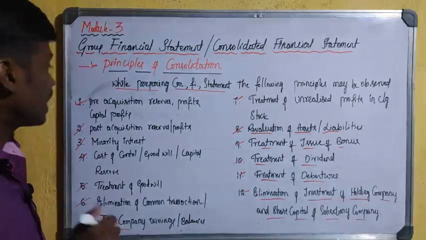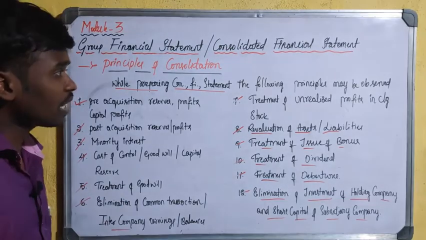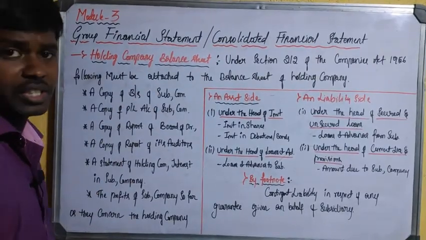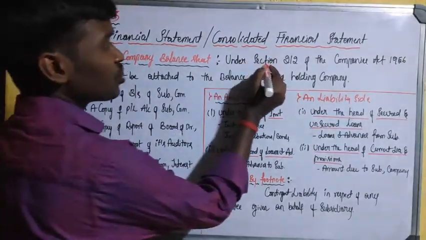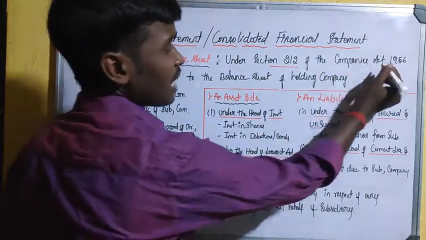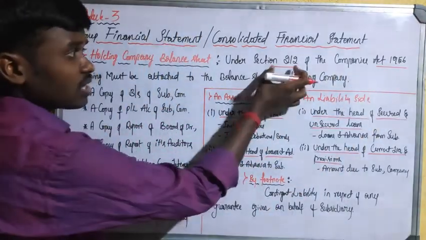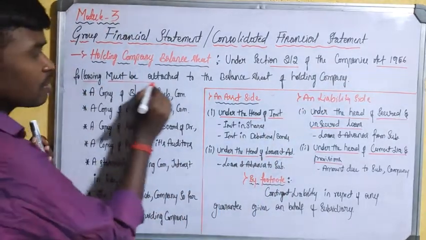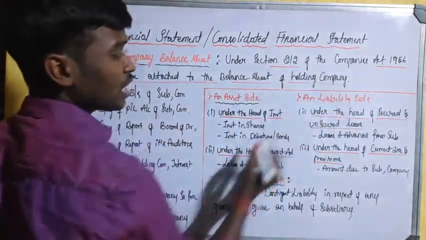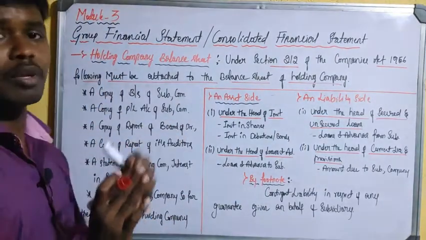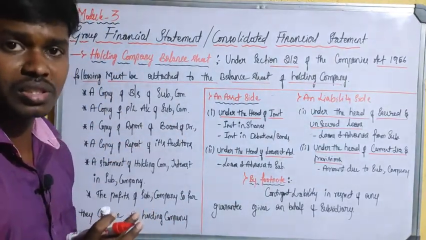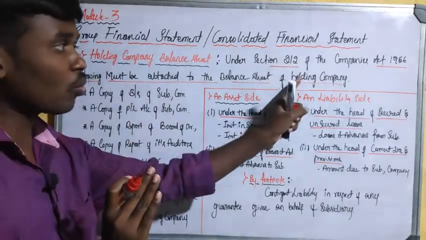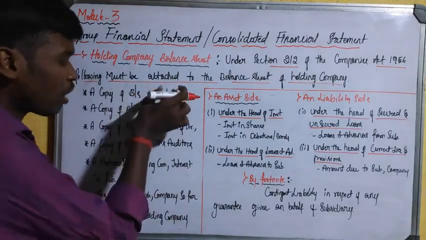Okay, so next you have the one concept. So take down that regarding holding company balance sheet. Okay, see, under section 212 of the Companies Act 1956, the following must be attached to the balance sheet of holding company. So you know that holding company is going to prepare the consolidated financial statement. So to the consolidated financial statement, the parent company or holding company will attach the following documents.